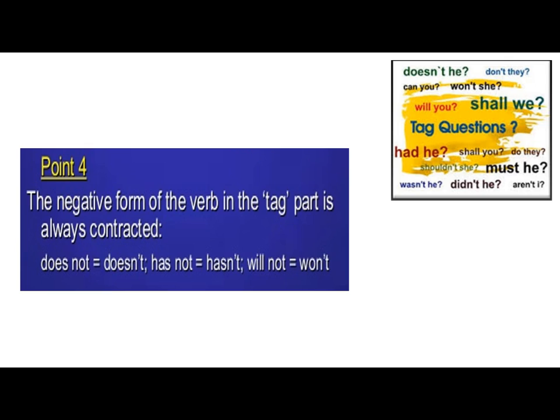Fourth point, the negative form of the verb in the tag part is always contracted. Does not, doesn't. Has not, hasn't. Will not, won't.